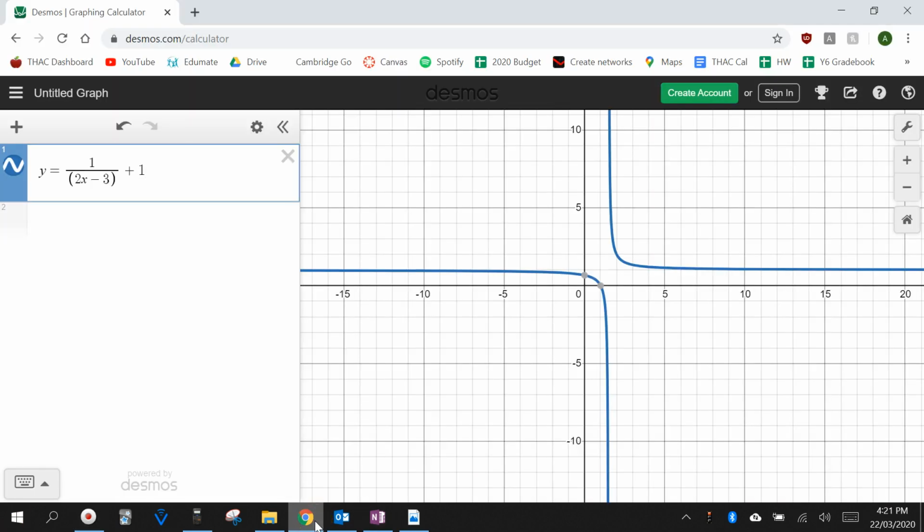So here we can see that the asymptote is x equals 3 over 2, because if x was 3 over 2, then the denominator will become 0, and we can't divide by 0. Because we can't divide by 0, this entire fraction can never be 0. Therefore, y can never be 0 plus 1, y cannot be 1. So the second asymptote is at y equals 1.